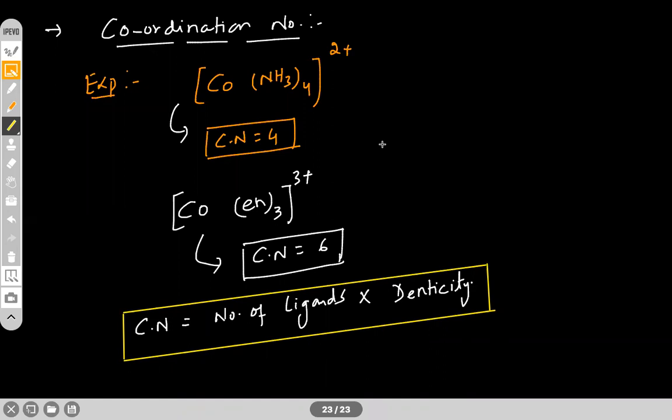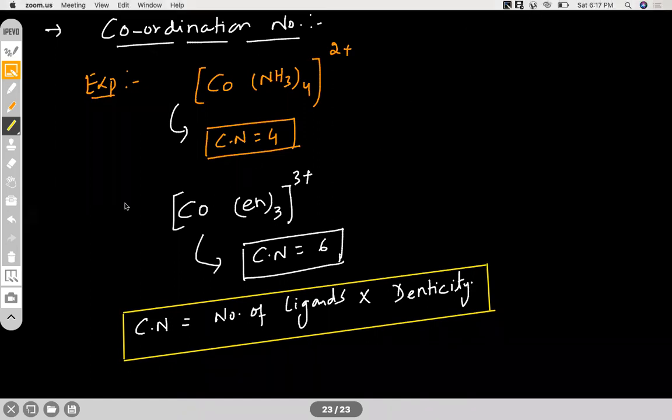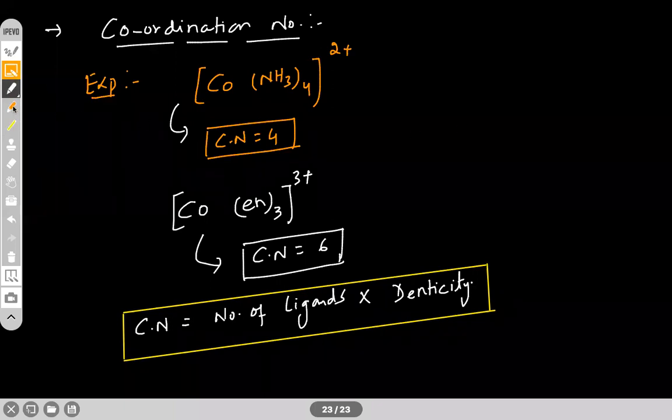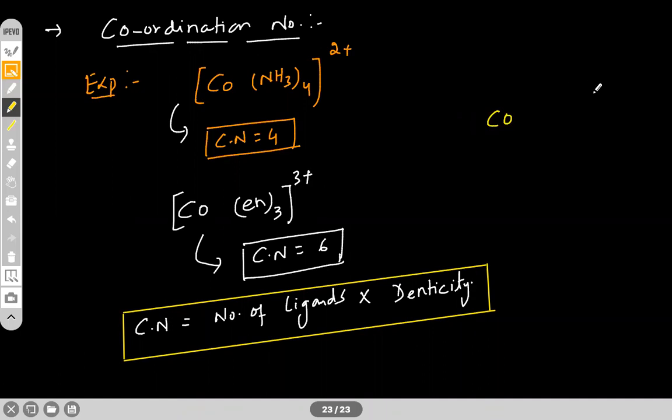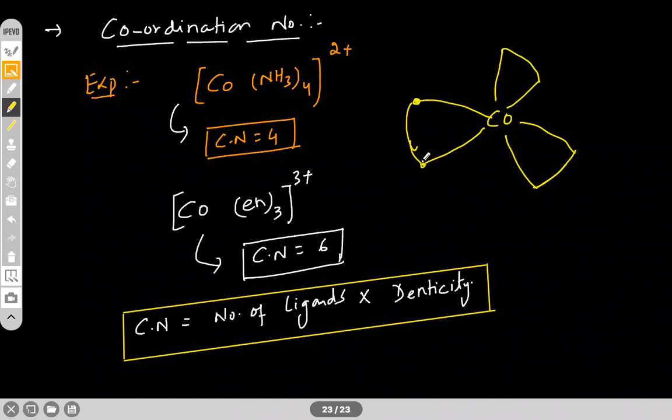If you look at the structure here, how it is bonded, we have cobalt and we have en. Two atoms are present in each en, donating electrons to the metal. One ligand is this, another ligand is this, and another ligand is this. Suppose these are the donor atoms here. It looks like a fan, but actually it is at the corners of the octahedron.